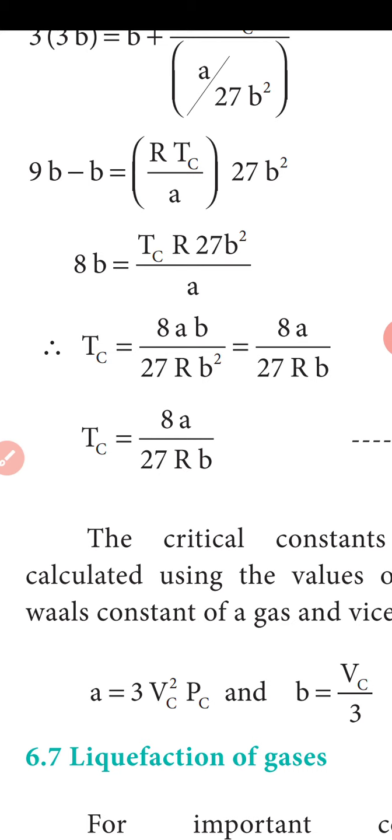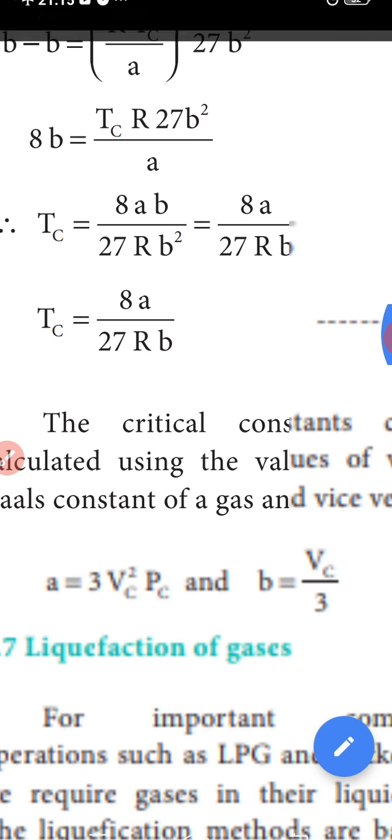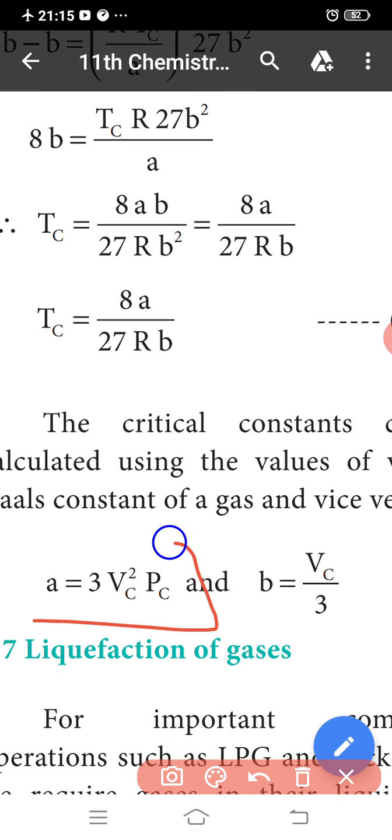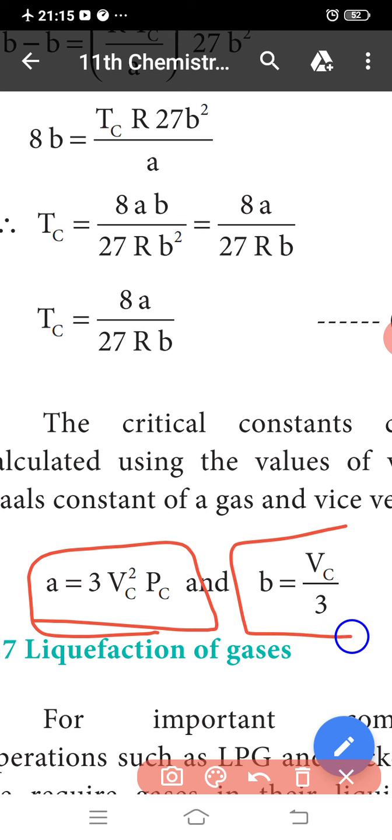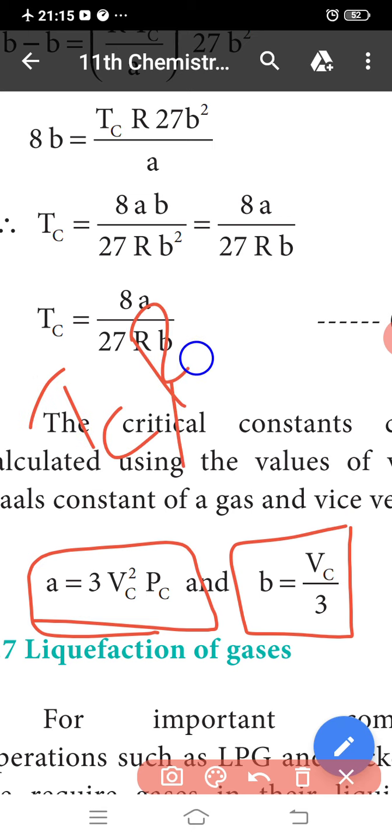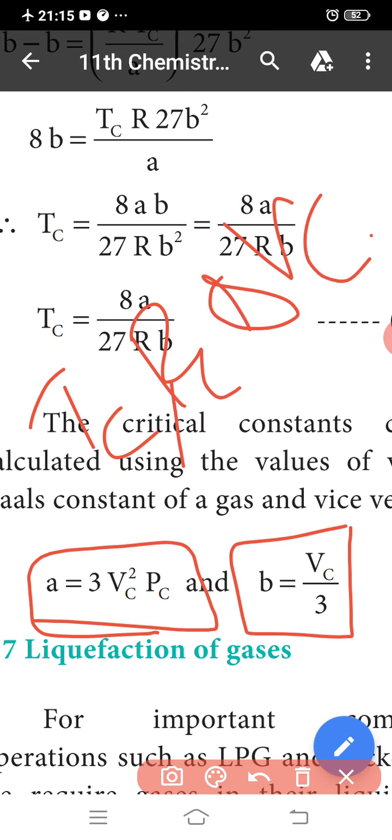So these critical constants can be calculated using the van der Waals constants of a gas and vice versa. So a is equal to 3Vc squared into Pc and the b value is equal to Vc by 3. This is the derivation of critical constants from van der Waals constants, Tc, Pc and Vc. Okay, this is the critical temperature and critical pressure, and lastly they calculate the critical volume. Okay, thank you.